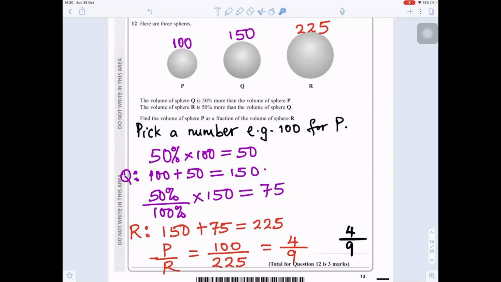We want to find the volume of sphere P as a fraction of the volume of R. So volume of P divided by volume of R. Volume of P is 100, that's what we chose in the beginning, divided by the volume of R. The last one we found was 225. When you simplify that, it gives you 4 divided by 9. 4 over 9.